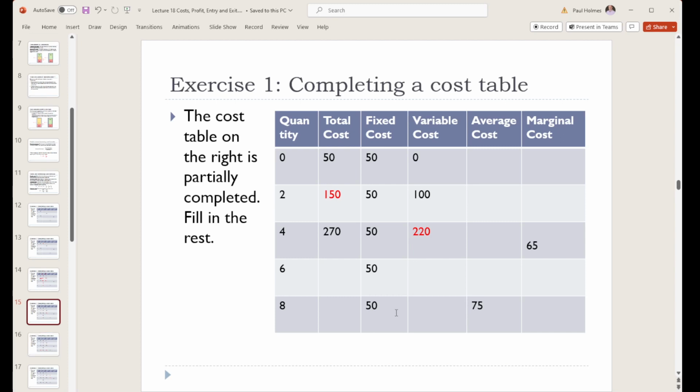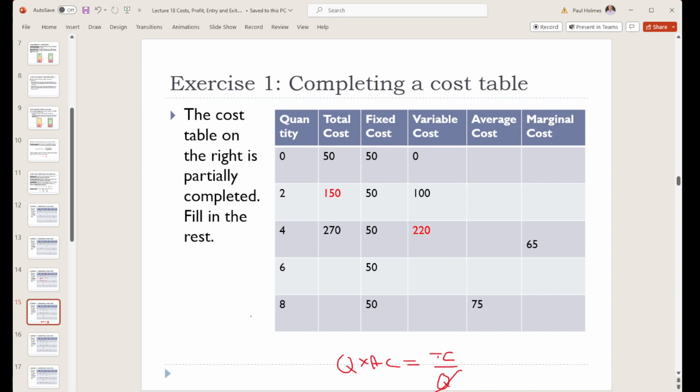Let's concentrate down the bottom here. We'll take a look at our bottom row. We've got an average cost over here. We know that average cost is equal to what is it? Average cost equals total cost divided by quantity. And so rearranging then, quantity times average cost must equal total cost.